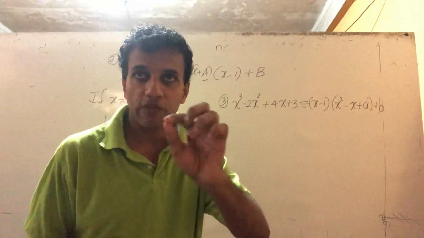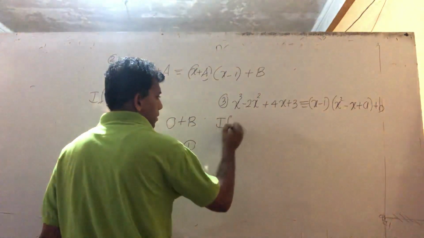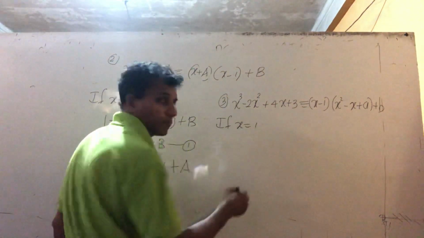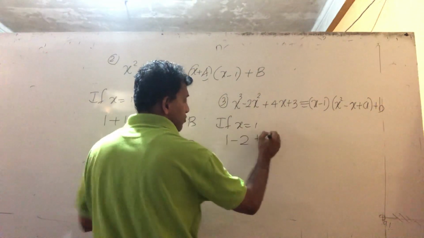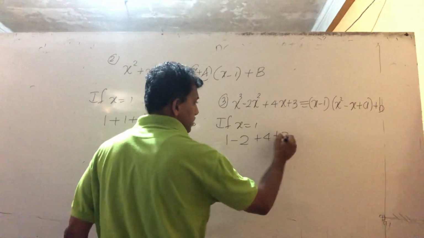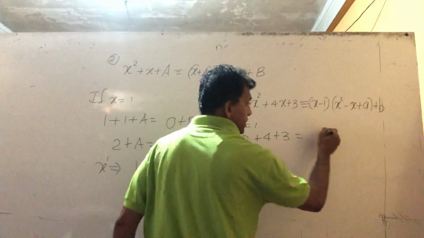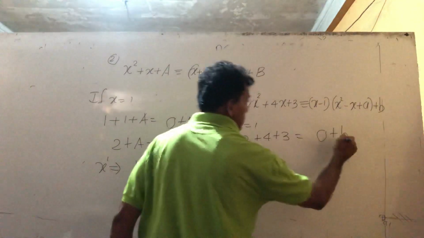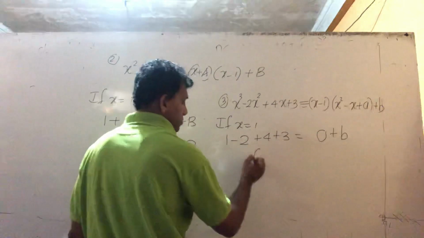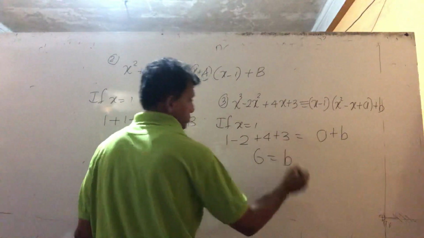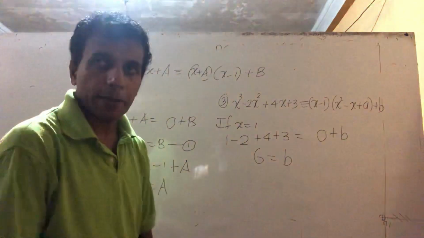So put x equal to 1. If x equal 1, substitute: 1 minus 2 plus 4 plus 3 equals, with x as 1, 0 plus b. So everything else is 0 and b is available. So what is the answer? B is 6.